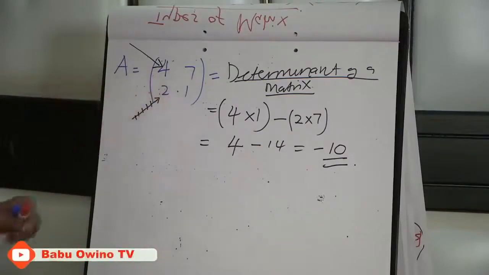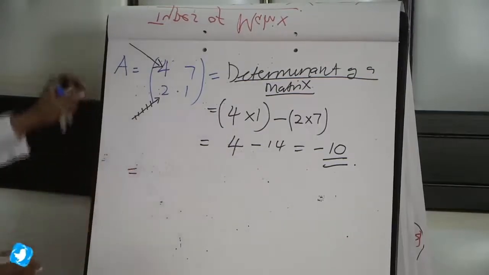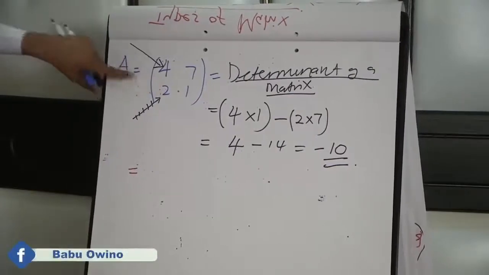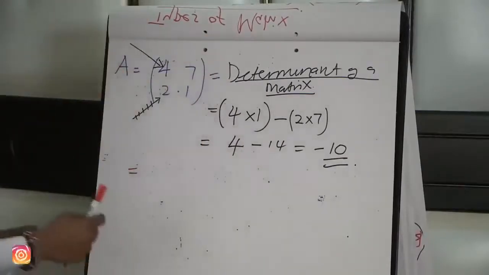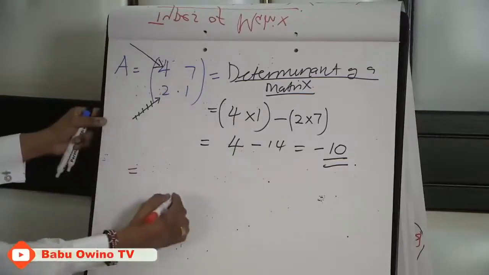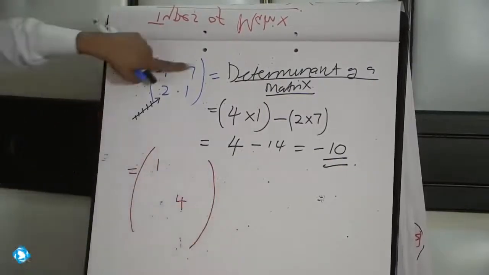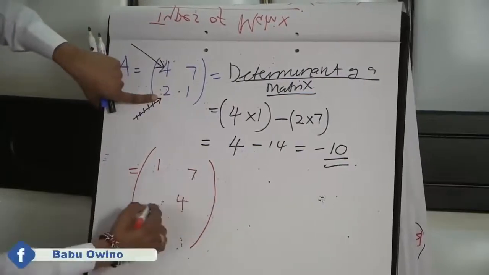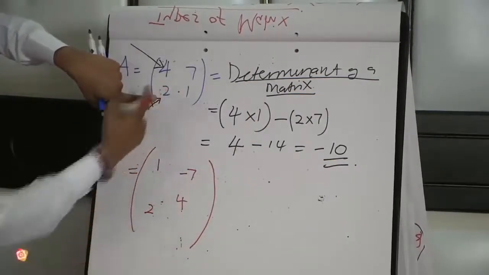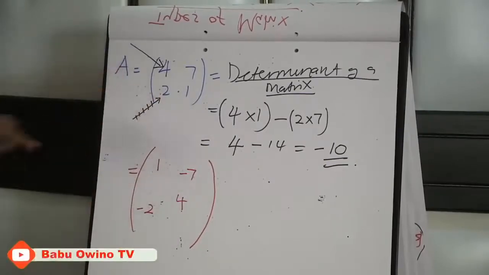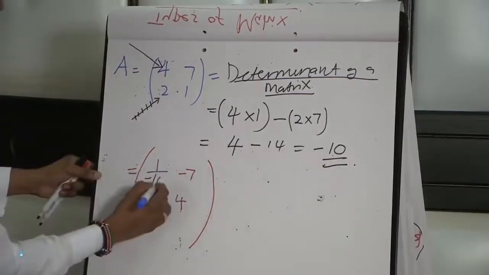Now, we want to get the inverse of this matrix. Be very careful here, class. To get the inverse of this matrix, whatever is along the leading diagonal, you interchange them, or you swap them. So 4 comes down, and 1 comes up. Then whatever is on the other diagonal, you maintain them, but you change the sign. If it is 7, it is positive 7, therefore you change the sign to become negative 7. This other one also becomes negative 2. Then whatever you get, you divide by the determinant, which is minus 10.